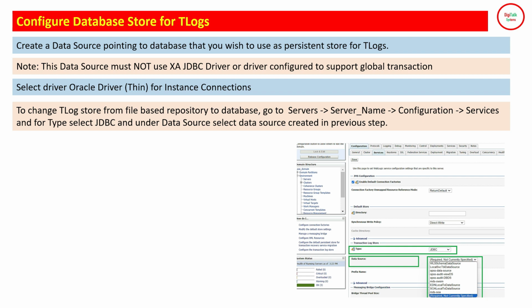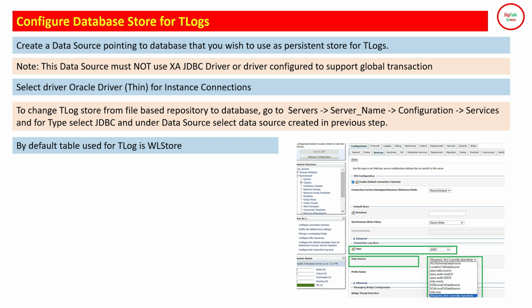Okay, and once you have configured the data source, then you have to configure the data source based transaction log. For that, you have to go to the servers inside the environments, click on your server name, configuration, services, which we have seen in the previous slide as well. Then in the type, you have to select JDBC, right? The default is the default store. You have to change it to JDBC, and then you have to select the data source that you have created.